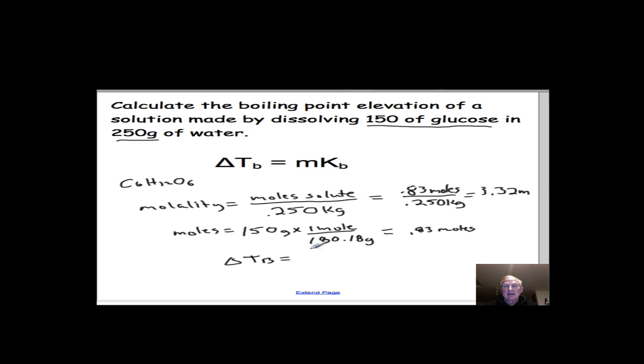So now we can go back to our equation and we'll plug in to find the change in the boiling temperature: 3.32 molality multiplied times the boiling point elevation constant for water of 0.512 degrees C per molality. So our molalities cancel, and we end up with a boiling point change in this case of 1.69 degrees C. And so our new boiling temperature of the water would be 101.69 degrees.